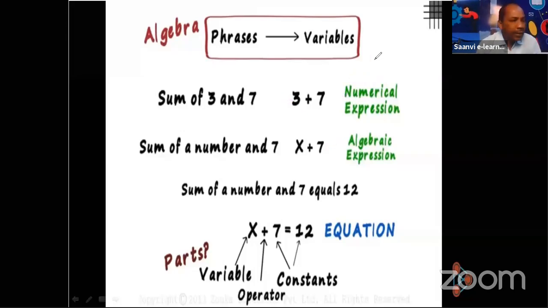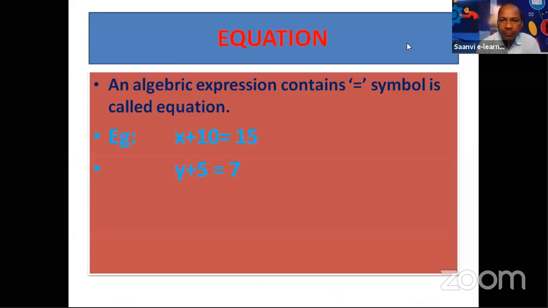Okay, now next see here. So here the definition is given about equation. So already we have discussed what is an equation just now. Observe the definition. An algebraic expression containing the equal symbol is called an equation, right?